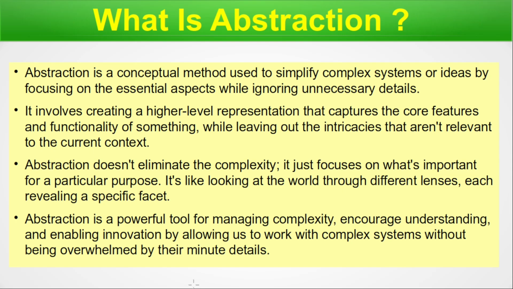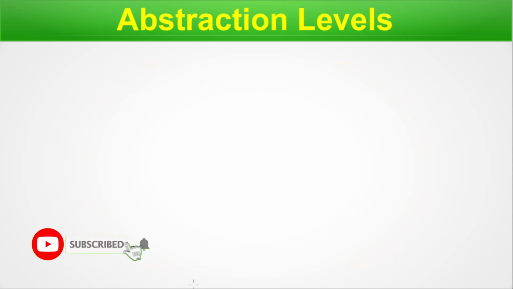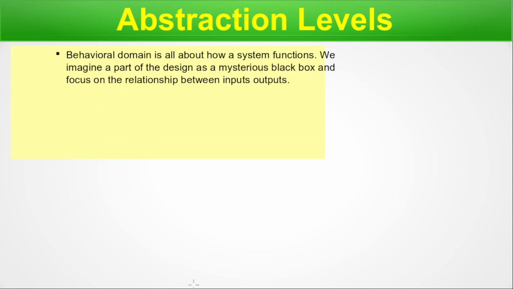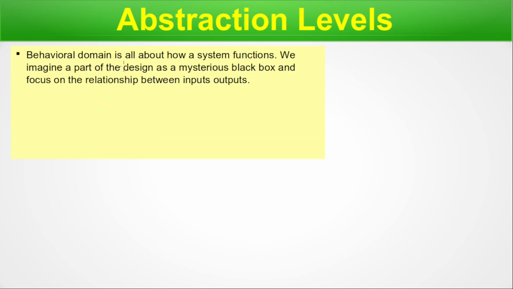Now let us move on to the next slide. Now let us see the abstraction levels of the design. Behavioral domain is all about how a system functions. We imagine a part of the design as a mysterious black box and focus on the relation between the input and the output. So this is another word, the black box.